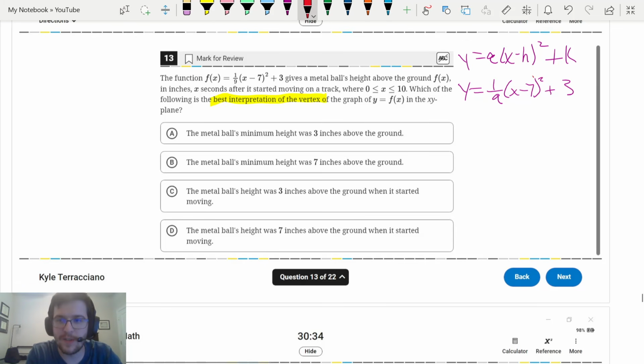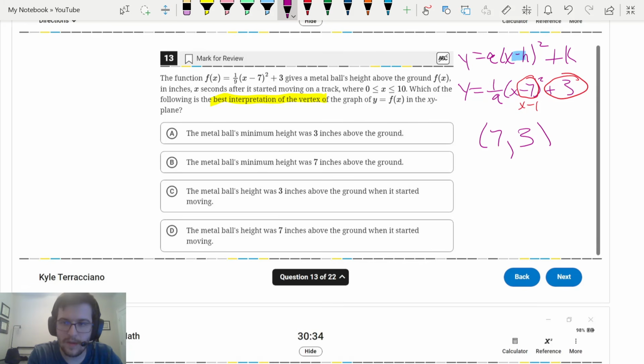So you circle these two numbers. And then you multiply the h by -1 because there's a minus sign. So -7 times -1 is 7. And then for the y coordinate, we just write whatever's there. So 3. So the vertex is 7, 3. Okay.